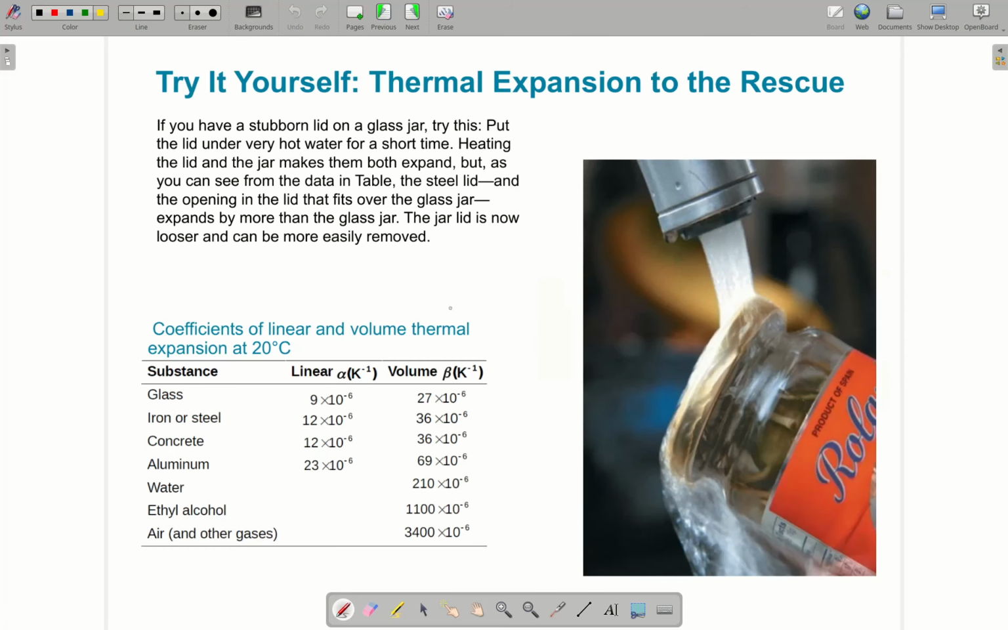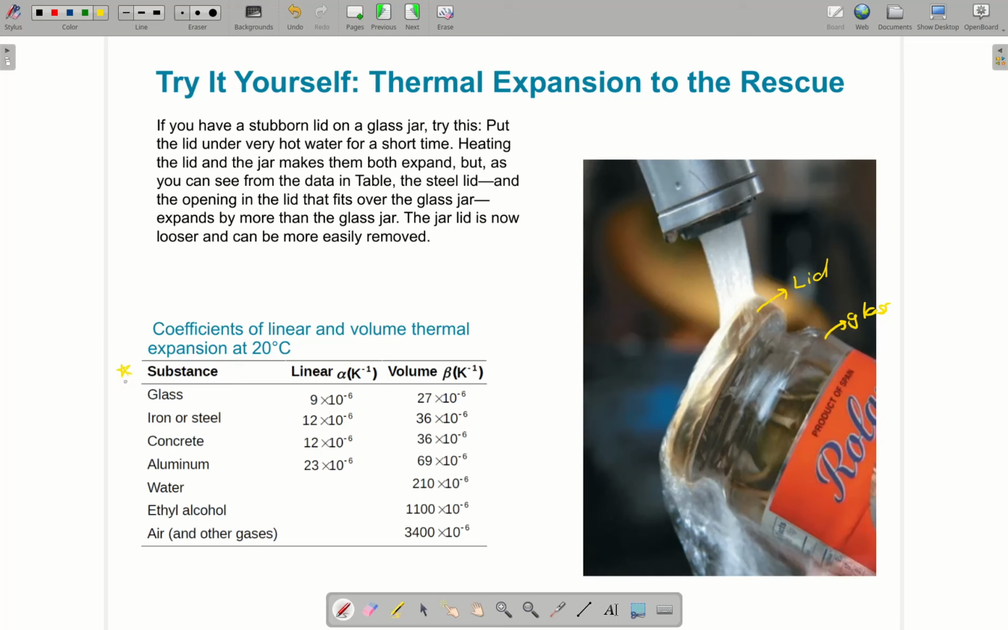We all know about thermal expansion. For example, quite often if we can't open a jar, what we do is we keep it under hot water. The lid of the jar will expand more than the glass, the jar itself, because the material used to make the lid is generally aluminum or tin, and it expands more. It has a higher expansion coefficient, expands more than glass, and we can easily open it.